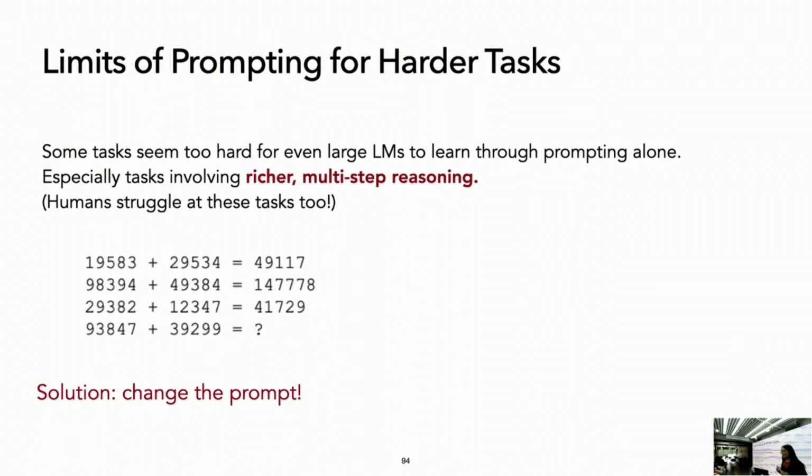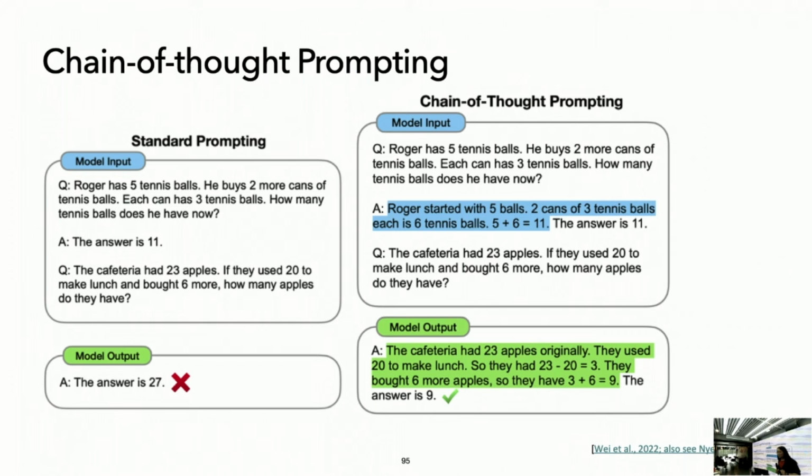So in high school or middle school, we were taught to write down everything step by step. Is it possible that we can also teach those models, instead of jumping from question to answer immediately, is there a way that we can teach them how to solve the problem, lay out the process of solving versus only the correct answers? So this is what we call chain of thought prompting, released by Google.